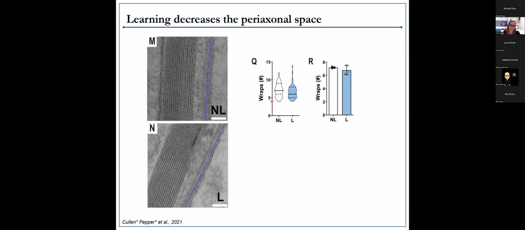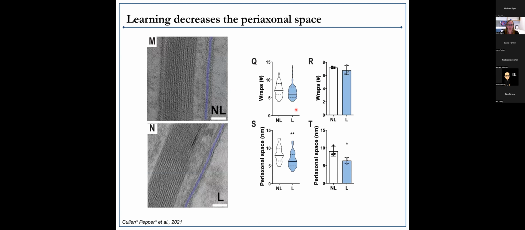When we looked a little bit more closely and actually quantified the myelin lamellae, which are shown here by these major dense lines, so each individual wrap, we saw there was absolutely no difference in the number of wraps. That left me scratching my head for a little bit, but when I was quantifying this, I actually noticed that the space between the axon and the myelin sheath itself seemed to be slightly different.